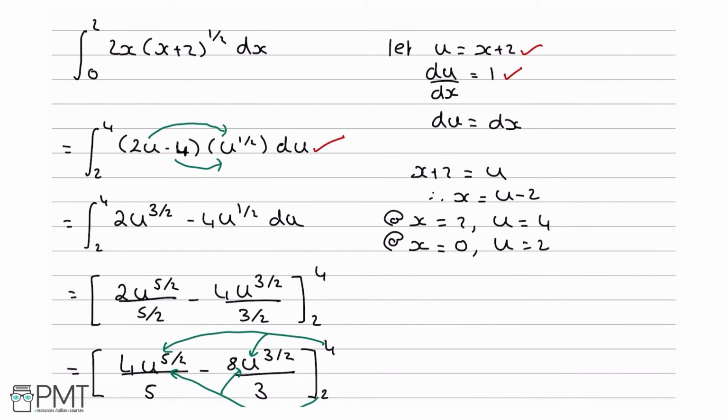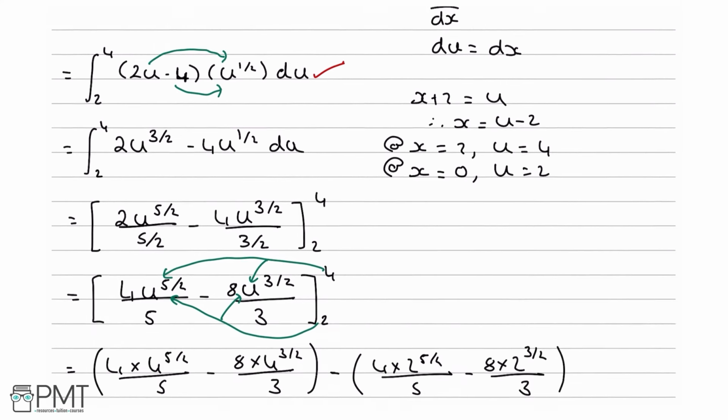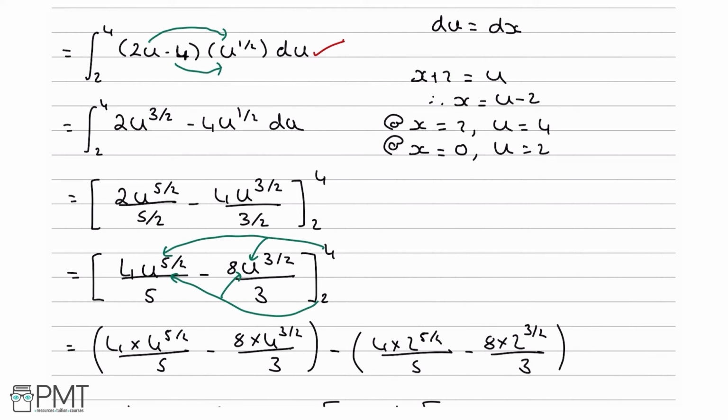Your fourth mark and fifth mark kind of come together in that you get your fourth mark if you've got anything times u to the 5 over 2 plus anything times u to the 3 over 2. But if you've gotten exactly 4 over 5 times u to the 5 over 2 minus 8 over 3 times u to the 3 over 2, as we have here in our solution on this line, you will get both of your marks. So we get 2 marks for this line.